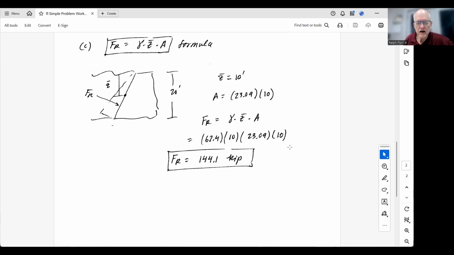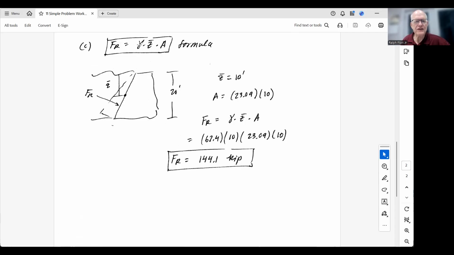Now remember, FR, we found it from Z bar, but FR doesn't act at Z bar because this pressure distribution increases with depth. The FR is going to act lower than the halfway point of this plate. And in fact, it's going to act a third of the way up on this plate, which is 1/3 of the 23.09. So one of the unique, interesting features of this FR is equal to gamma Z bar A formula is that we use the centroid or the midpoint for the Z bar to calculate FR, but FR doesn't act there. It always acts below that point. So don't be confused by that.